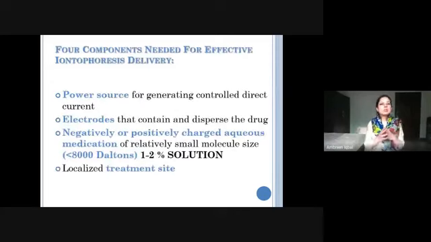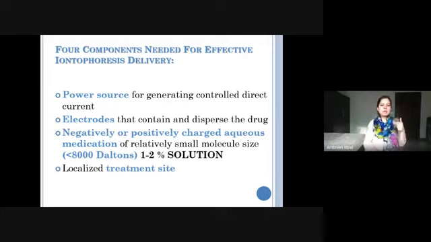Then what components do you need for effective transdermal drug delivery? For this purpose, you need a power supply, you need electrodes, you need negatively or positively charged ions of aqueous medication, and a localized treatment area. You need a power supply, meaning a power source. You need electrodes, through which you are going to apply. You obviously need a solution. It may be a negatively or positively charged solution that you actually need. You apply it. And the last one is the treatment site on which you are going to apply.